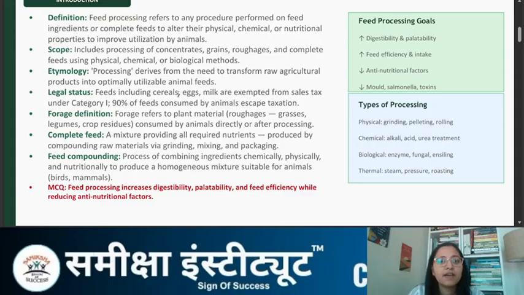Then in case of cereal, eggs, meals are exempted from sales tax, okay, this is not that important. Then forage definition, then complete feed and feed compounding. The forage, we have discussed this in our initial classes, complete feed, compounding.